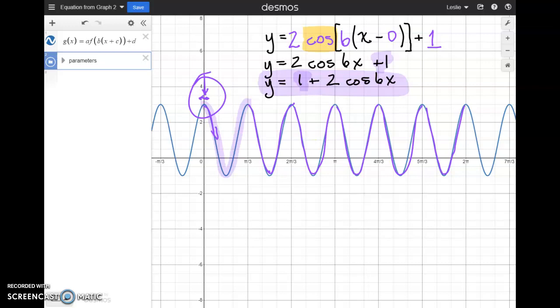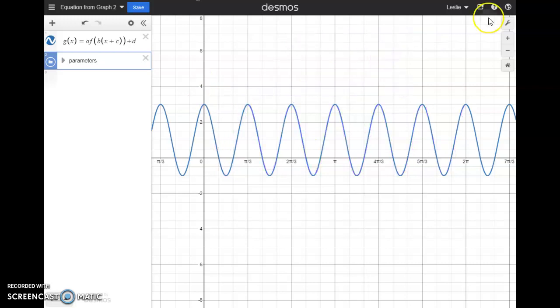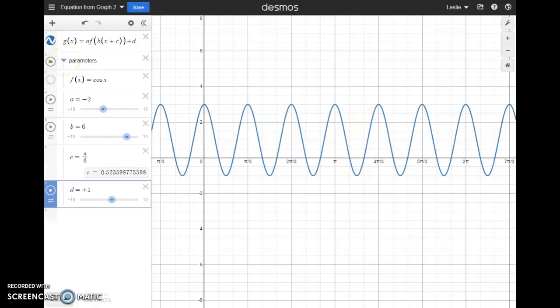Take a moment and write down that equation, because I'm going to reveal the parameters in the hidden folder here in a second, and we're going to check and see whether our answer is correct. In order to do that, I have to turn off the drawing tool, and when I do that, all of my annotations will disappear. So take a moment and write down y equals 1 plus 2 cosine of 6x. And then I'm going to exit the drawing tool, and I'm going to reveal the parameters. And let's check our answers.